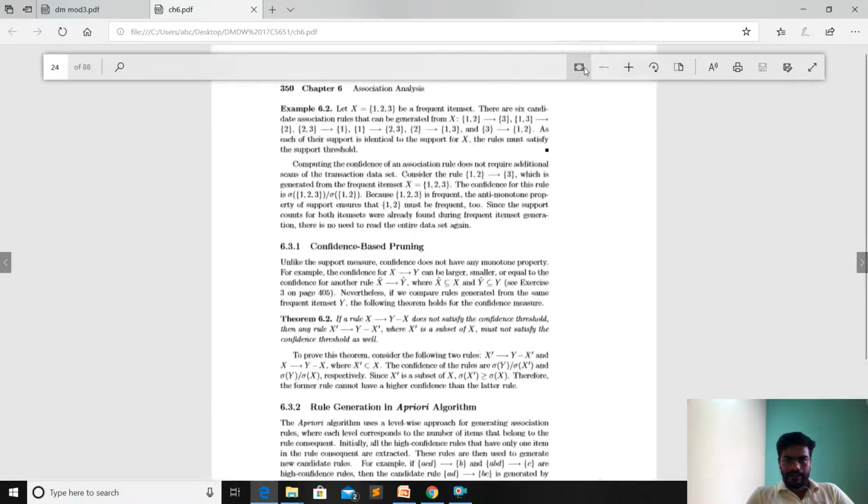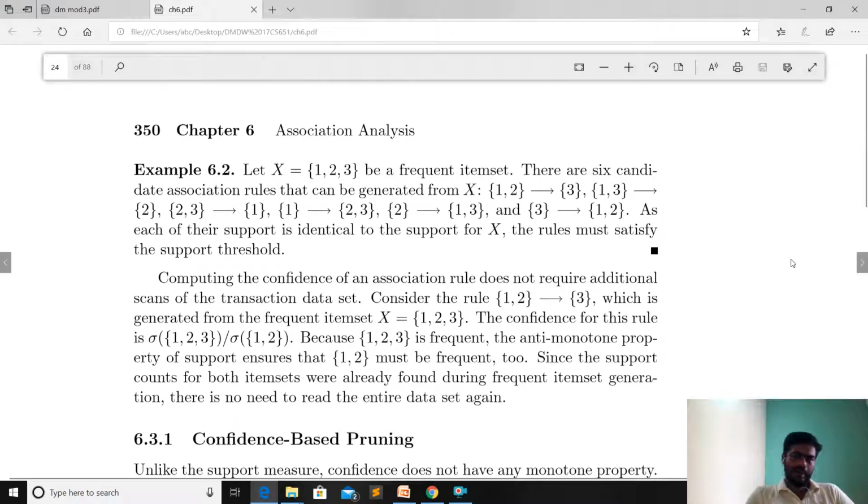So, let us take an example. Let X equal to {1, 2, 3} be a frequent item set. I have an item set X which has 3 items, 1, 2 and 3. So, how many association rules can be found from this? There are around 6 candidate association rules that can be generated from this X. With 3 items 1, 2, 3, how many association rules can be generated?